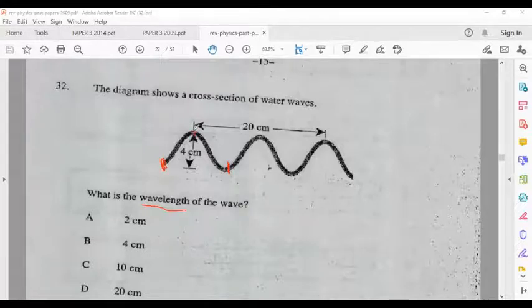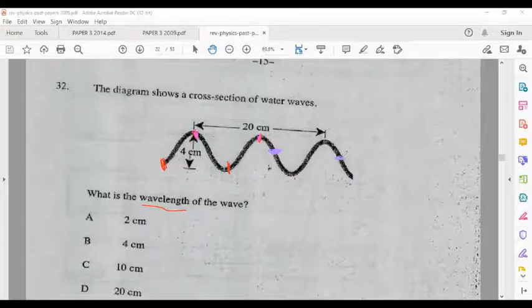This is also a cycle from crest to crest. Let me do that in a different color. Okay, so from crest to crest, or if we start from the equilibrium position, go down, come up, come back here. Okay, so all of those are one cycle.